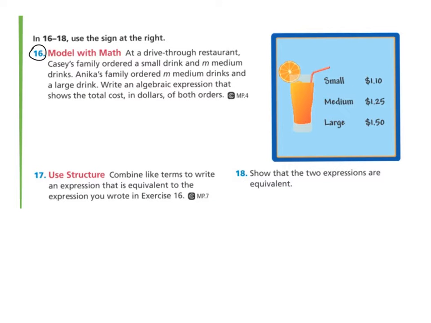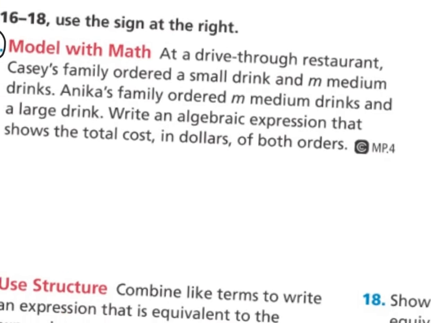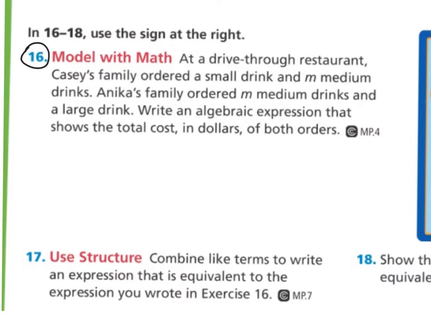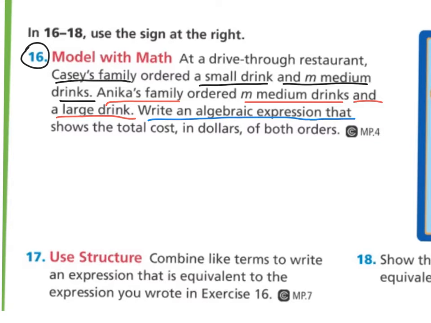Number 16, at a drive-through restaurant, Casey's family ordered a small drink and M medium drinks. Annika's family ordered M medium drinks and a large drink. Write an algebraic expression that shows the total cost in dollars of both orders.